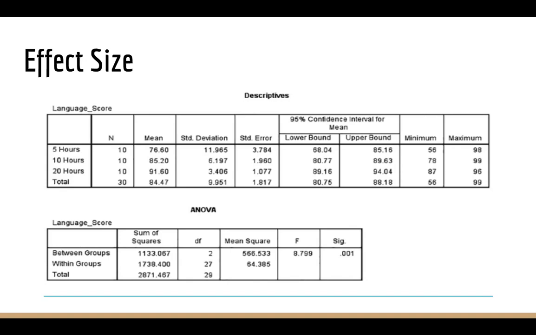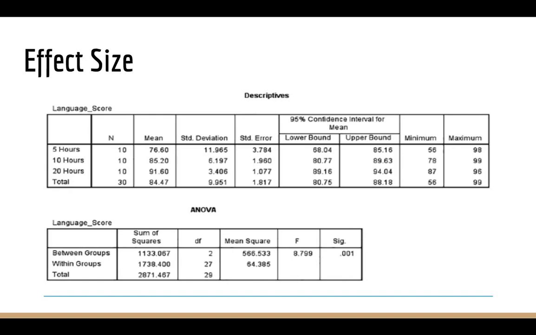So for eta squared we need to take the between group sums of squares, which is 1133.067, and we divide that by the total sums of squares, which is 2871.467. So if you put those numbers into a calculator and divide them, you get an eta squared of 0.39, which would be a very large effect size.